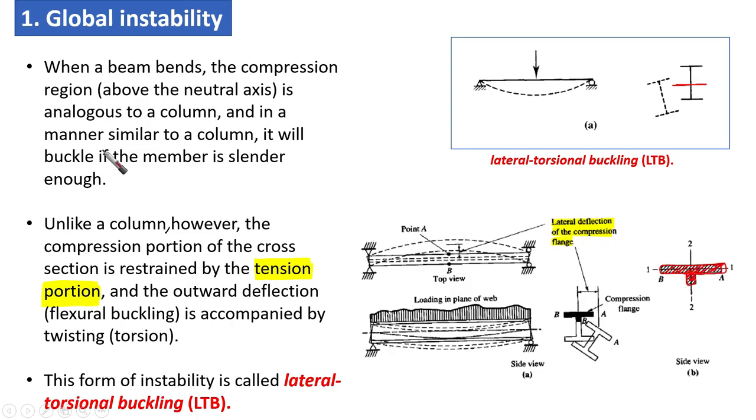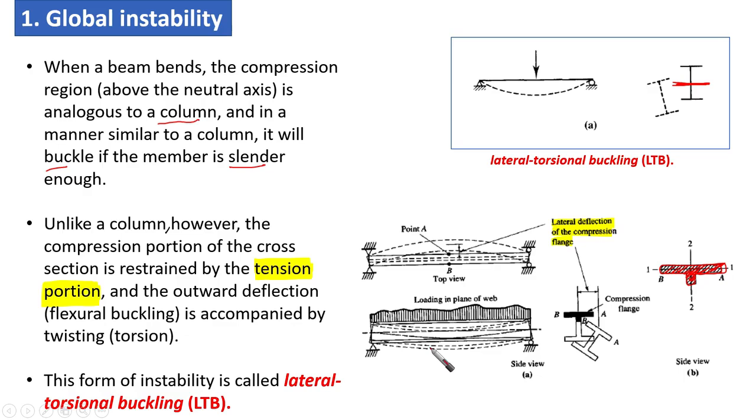Okay, so when a beam bends, the compression region above the neutral axis, as I said, this is the neutral axis, and above it is where we are expecting the compression region, is analogous to a column, and in a manner similar to a column, it will buckle if the member is slender enough. So it is going to buckle. Let's have a look at this figure here.